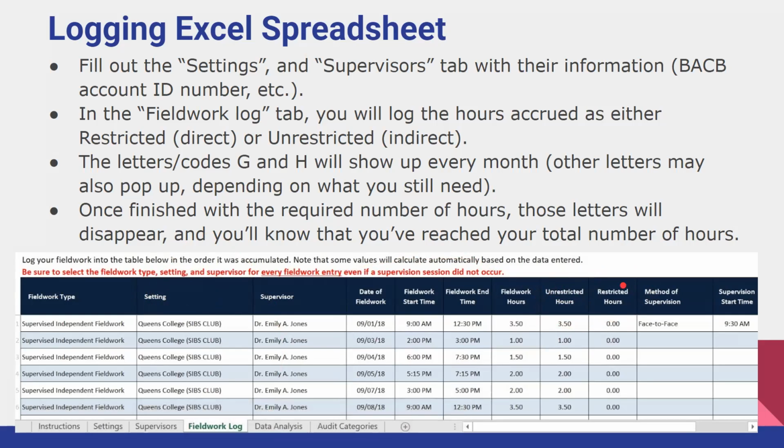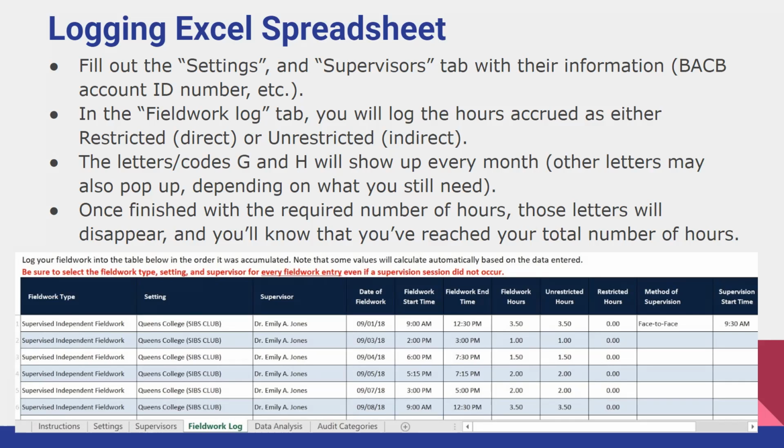After filling out the information needed in the fieldwork log tab, the next tab would be data analysis. This tab would sum up all of your hours automatically for each month. This way you will be able to see very clearly how many restricted and unrestricted hours you've accrued so far in the month and how many more you need.